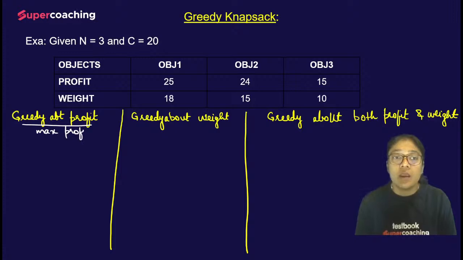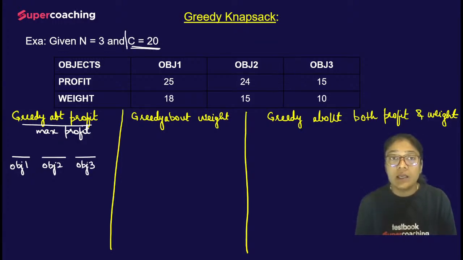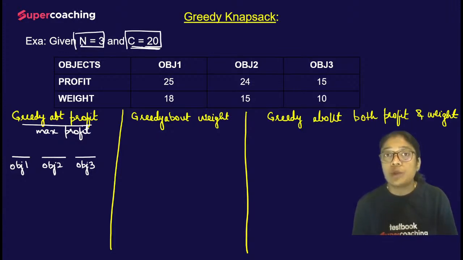So let's start. Here we are given three objects. We have to identify in what ratio each of object 1, object 2 and object 3 is taken. We need to consider the capacity of the knapsack. C represents the capacity. N equals 3 means there are three objects. Capacity is given as 20.